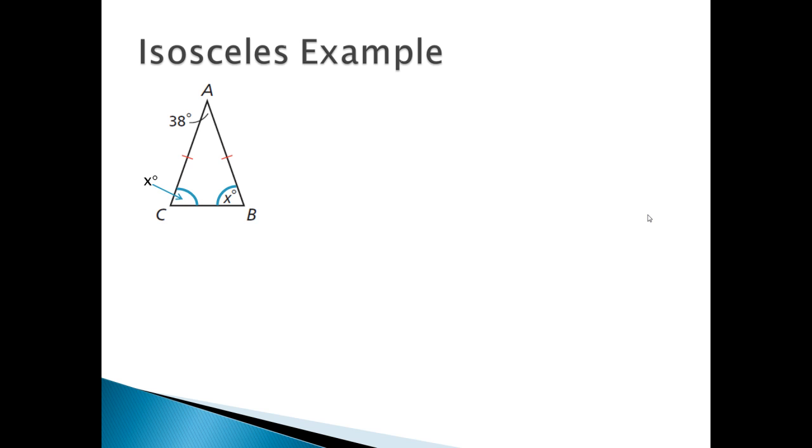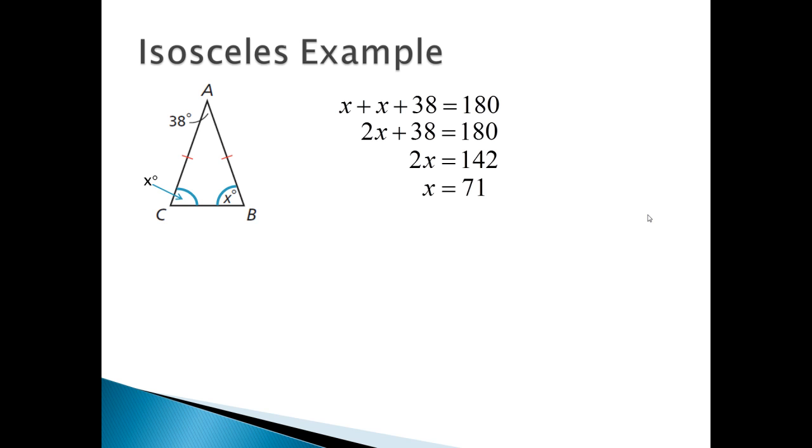So we got x degrees, 38 at the top, set up a nice little equation, x plus x plus 38 gives me 180. Well, simplify that a little bit. I got x plus x, I know that's just 2x plus 38 equals 180. Keep going with the algebra and subtract my 38 from both sides to get the two x's by themselves. And then I just divide by 2 to get x is 71.